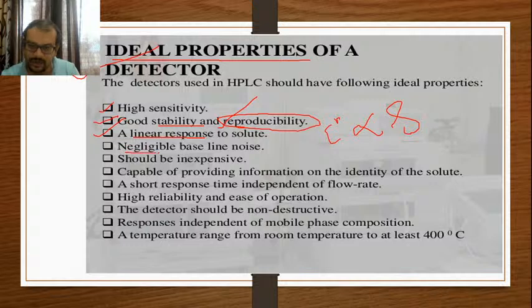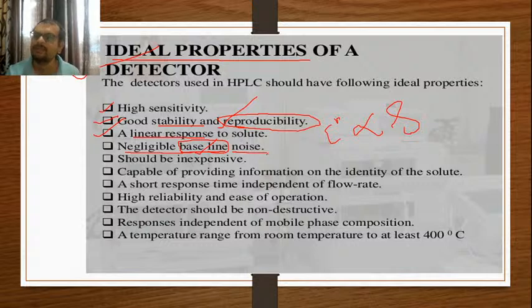As we all know, baseline is what negates the effect of your solvent, or any impurities present in your component system. And noise is the signal produced by your impurities. This baseline noise should be minimal or rather negligible. That should be the ideal property of the detector.